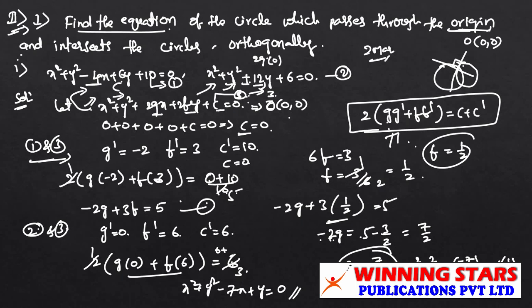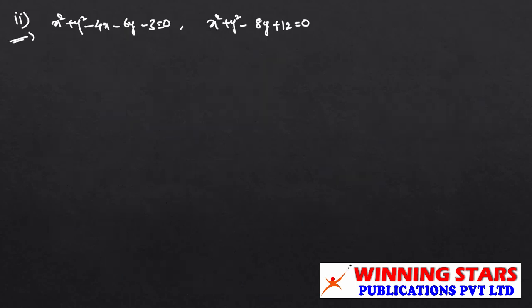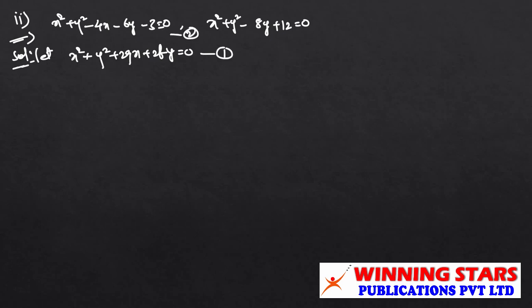Now moving to the next question. The second question is the same. For the solution, we have to find the equation. Let x square plus y square plus 2gx plus 2fy plus c is equal to 0; we take this as the first, this as the second, and this as the third. From 1 and 2, they intersect orthogonally.